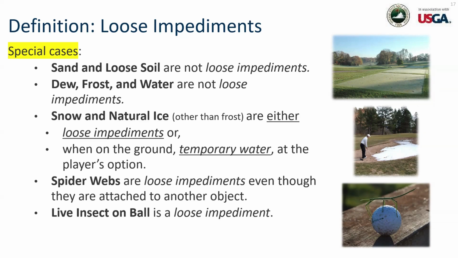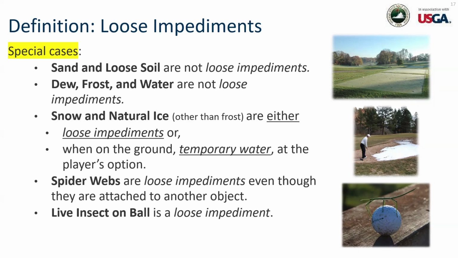For snow and natural ice, you do have an option. They are considered loose impediments if you want them to be, meaning you can move those out of the way. Or if you find them on the ground, as in that second picture, you're in that bunker there, you can treat them as temporary water. So you can decide if you want to just move that snow out of the way, or do you want to move yourself out of the way using that rule we just covered in Rule 16.